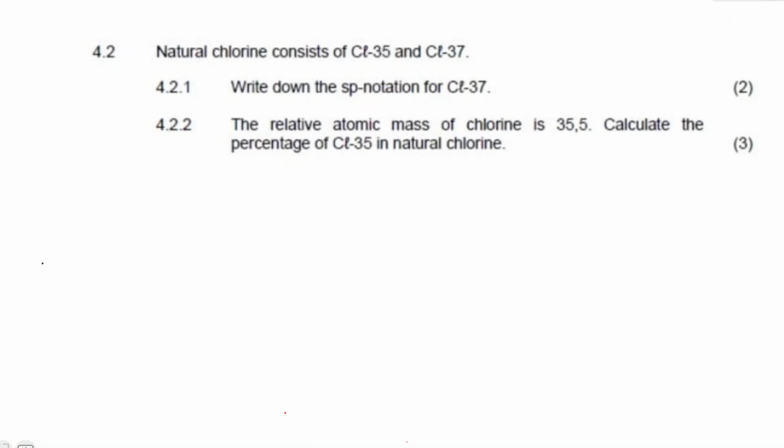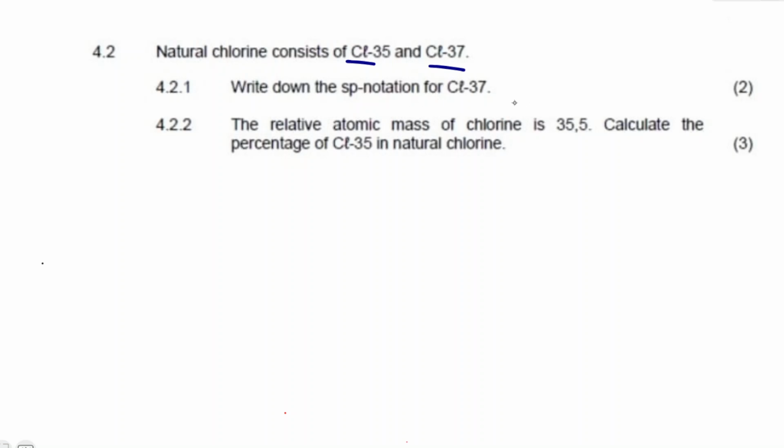Welcome back, Raytans. In this short video, I'll be doing the calculation on the relative atomic mass of the isotopes. So I'll zoom into this one. Natural chlorine consists of chlorine 35 and chlorine 37. So here we are given two isotopes, which is chlorine 35 and chlorine 37.